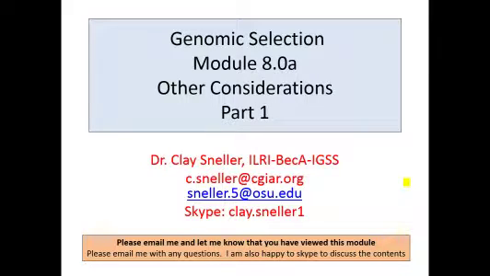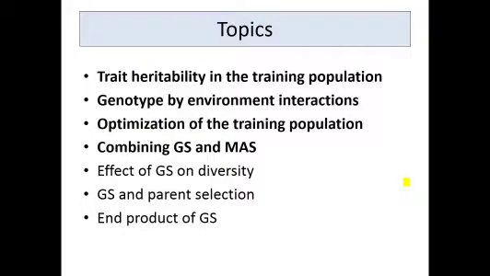Welcome to Module 8 of the course on genomic selection. And in this module, our last module, we're going to talk about other considerations that can affect genomic selection. Our topics are shown here: trait heritability, genotype-environment interactions, ways to optimize the training population, combining GS and marker-assisted selection, effect of genomic selection on diversity, parent selection, and the end products of genomic selection.